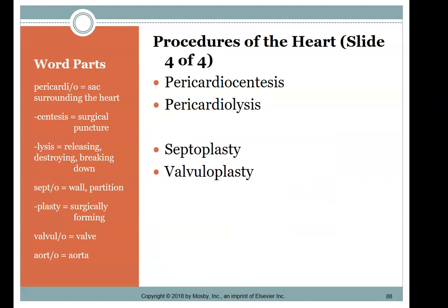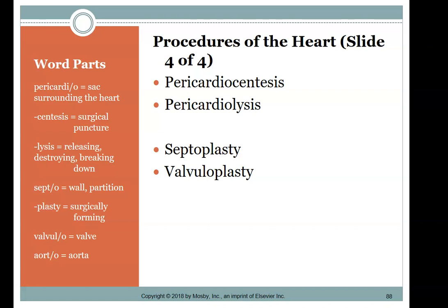A pericardiocentesis is an aspiration of fluid from the pericardium to treat cardiac tamponade. A pericardiolysis is the release of adhesions of the pericardium. A septoplasty is forming a closure of an abnormal opening in an interatrial or interventricular wall of the heart. A valvuloplasty is the repair of a damaged heart valve.